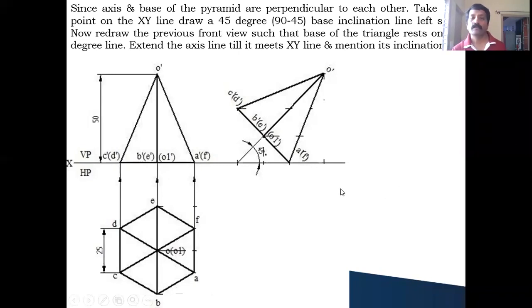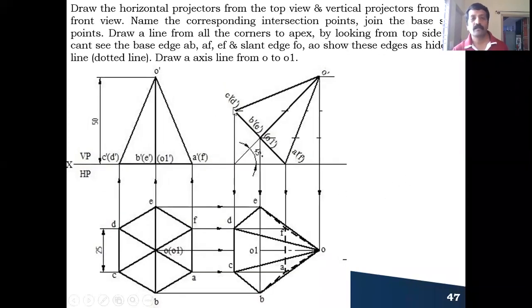Now to draw the top view, just keep on drawing the vertical projectors from the front view and horizontal projectors like this from the top view. Okay, after doing this, you coincide the points. A is here, A dash is here, this is A. B is here, B dash is here, this is B. C is here, C dash is here, this is C.